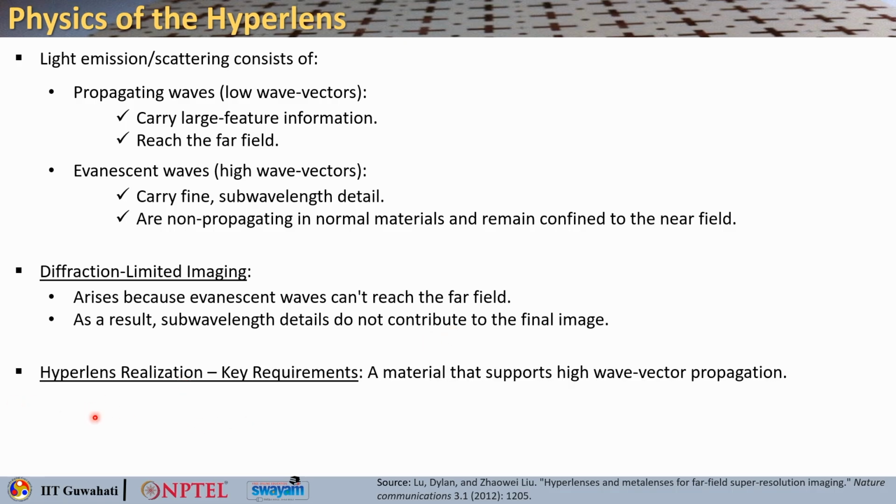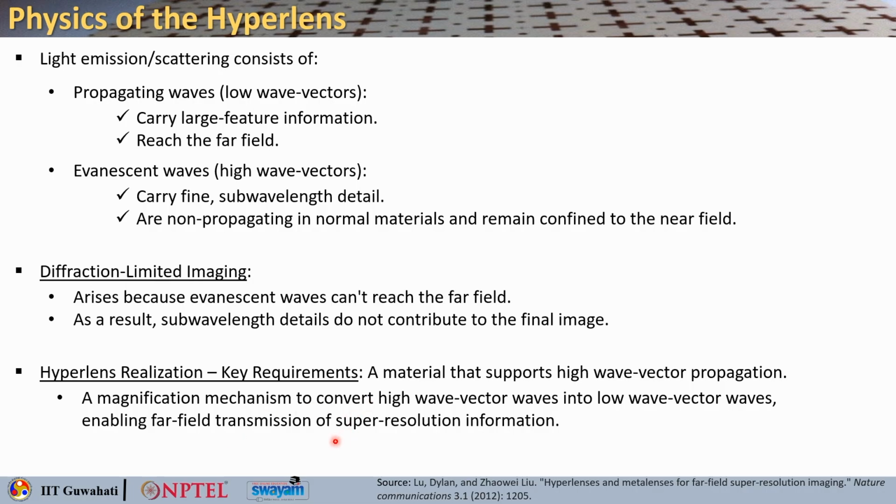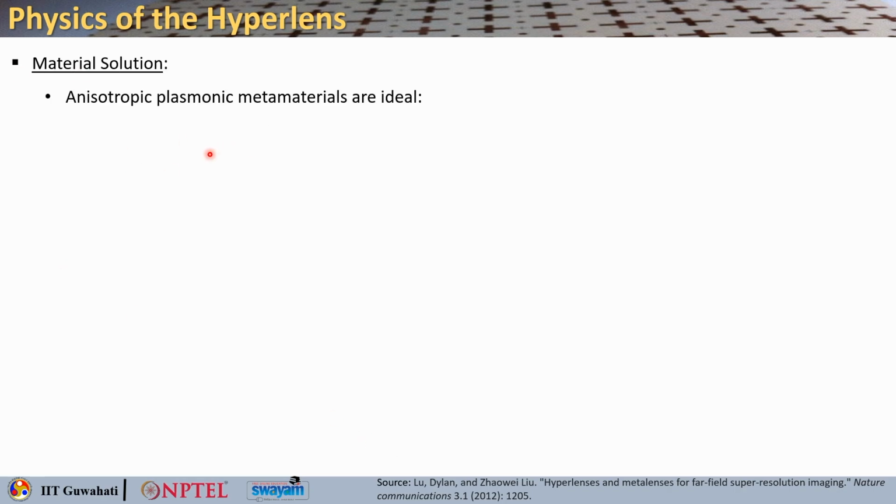So, that is why you need a hyperlens, and the key requirement here will be a kind of material that supports high wave vector propagation, so that evanescent waves coming from sub-wavelength features can be propagated, right. A magnification mechanism is needed to convert high wave vector waves, which are the evanescent waves, to low wave vector waves, that is the propagating waves, so that you can enable far field transmission of this kind of super resolution information. So, what is the material solution for this?